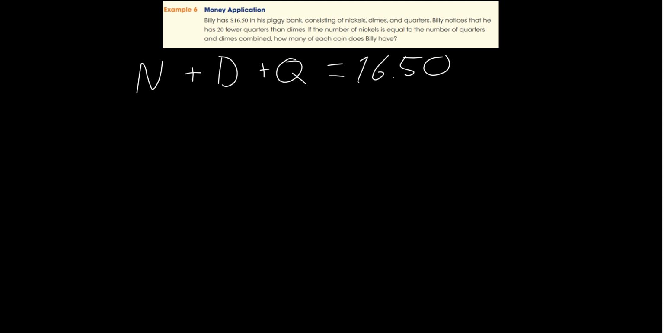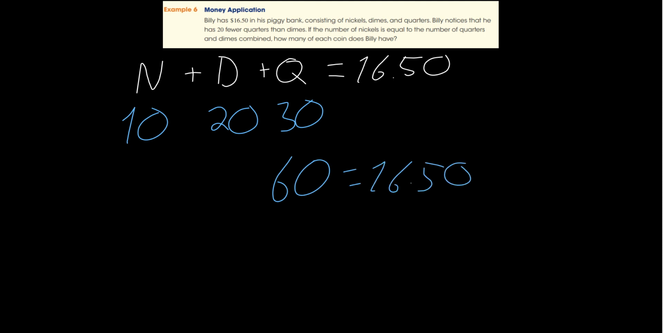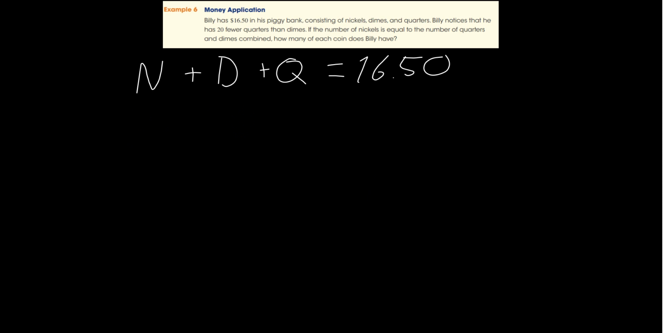But that's not necessarily all of it, right? Because if I just found out the number of nickels, let's say it's 10, and then dimes, we'll say dimes are 20 and quarters are 30. Well, that's 60. That doesn't make sense if I said 60 is equal to $16.50, right? The number of nickels, dimes, and quarters have a value, correct? It's not just the number of them. So I'm going to have to think of another way to interpret this.